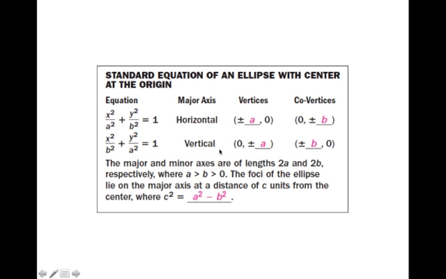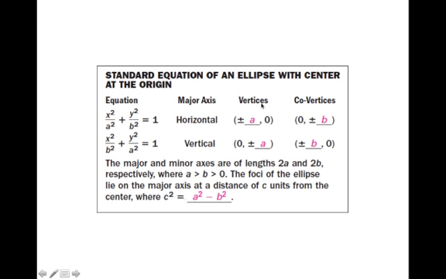Each vertex is a units away from the center, and so the major axis, which goes from vertex to vertex, is going to have a length of 2a. Likewise, the minor axis goes from covertex to covertex, and so it's going to cover a distance of 2b. The foci of the ellipse lie on the major axis.